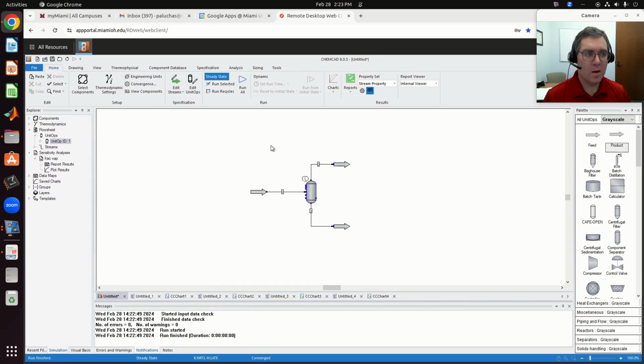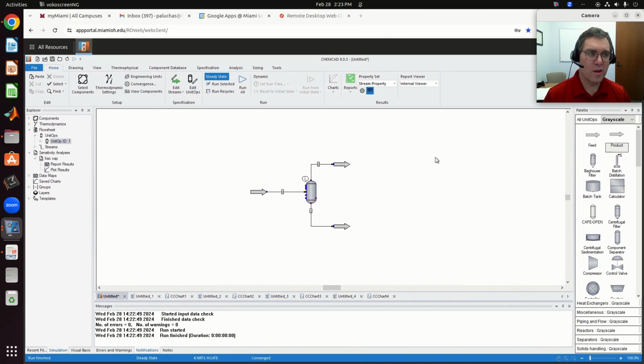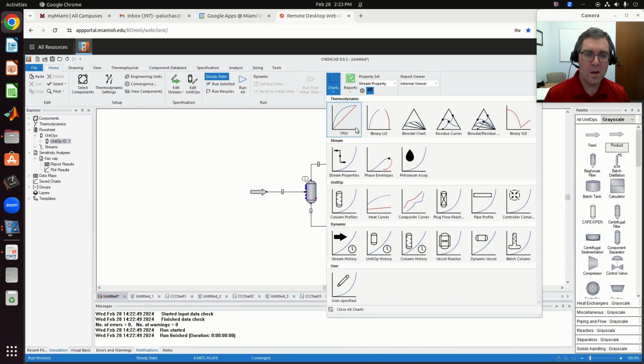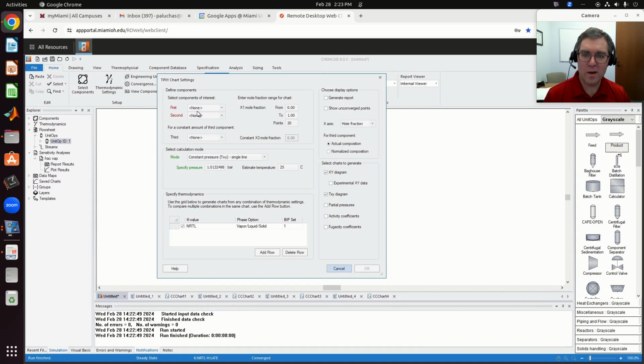All right, the last point is looking at how we can generate phase diagrams, TXY or PXY. I'm on the Home tab. I'm going to come over to Charts, and then I can generate TXY. It's listed as TPXY. I could generate a TXY or PXY. My first component's methanol, second component's water. You can choose how many points you want. By default it's 20.